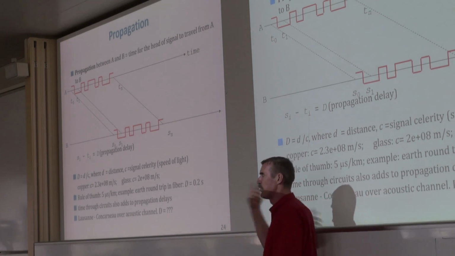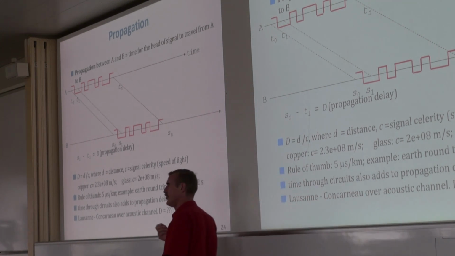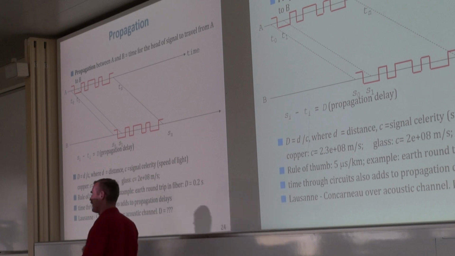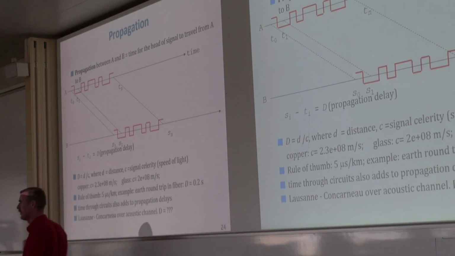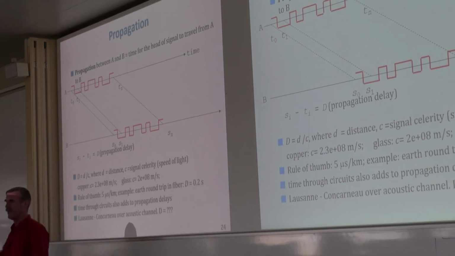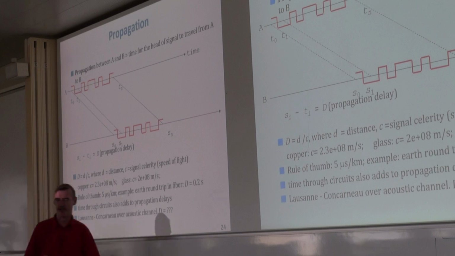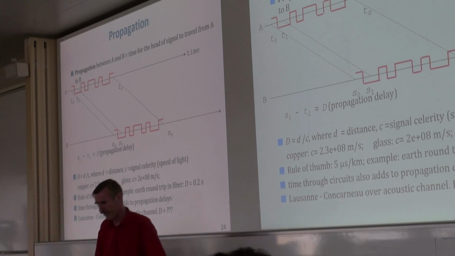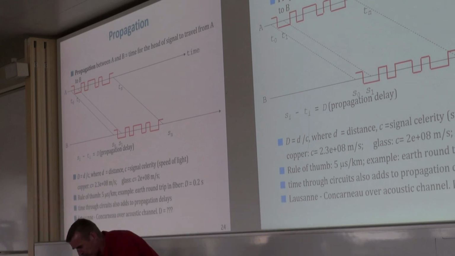So if you go to a web server that's in New Zealand and you get the response back, all that takes at least 200 milliseconds. In fact, probably more, because the path might not be the shortest path along the great circle of the Earth. And if you do acoustic channels, for example, to go from Lausanne to Concarneau, which is about 1,000 kilometers, we will get 1 hour.